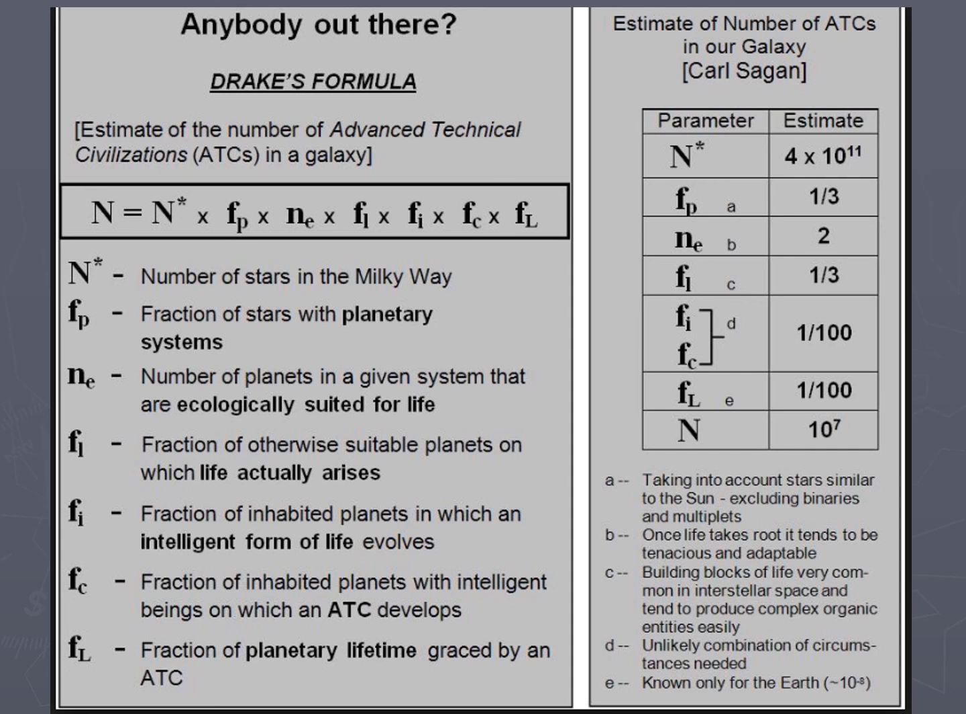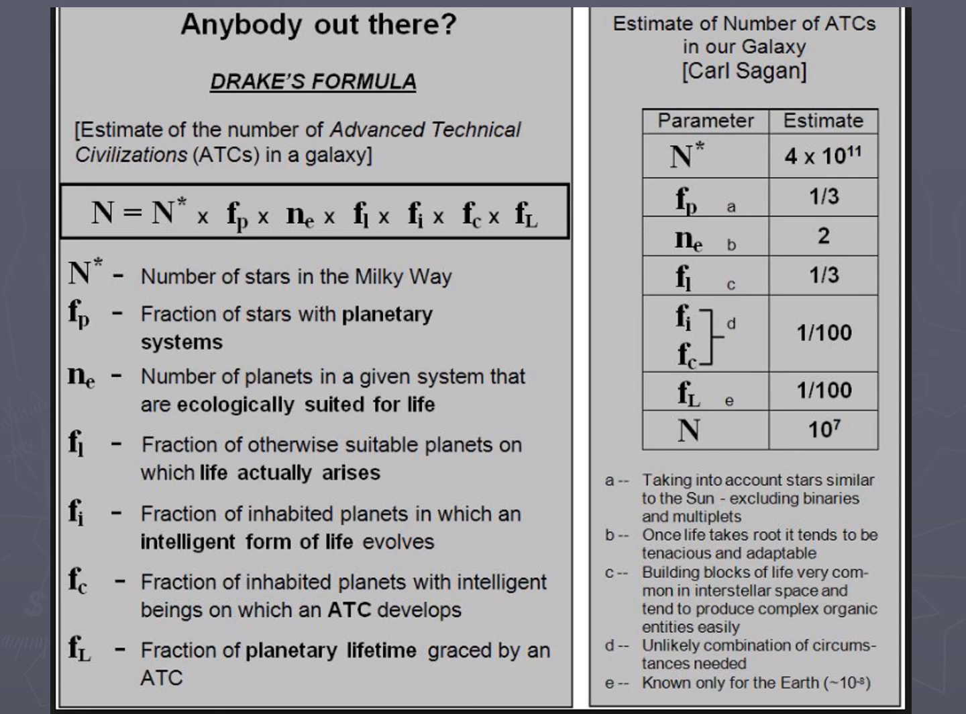Perhaps someday we'll find evidence of past life, say on either Mars or Venus, but we haven't found proof of that yet. FL, fraction of otherwise suitable planets on which life actually arises, 1/3. FI and FC are kind of put together as one variable, and they're given that 1/100th. So that's a pretty small number. FL, they're also giving that a pretty small number, 1/100th.